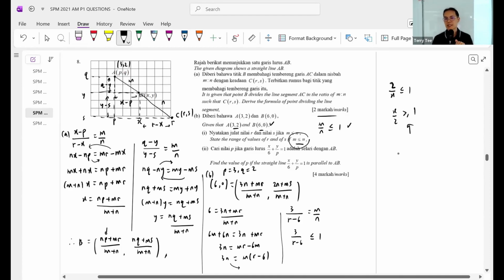It's like if I say 1 over 2 is greater than 1 over 3, but 2 over 1 is less than 3 over 1. So when you invert, the symbol also has to change. Okay? Be clear about that. When you invert, the symbol has to change. So I'm going to invert here. I invert the left and I invert the right. So r minus 6 is greater than or equal to 3, r is greater than or equal to 9. So that is your range of values of r.